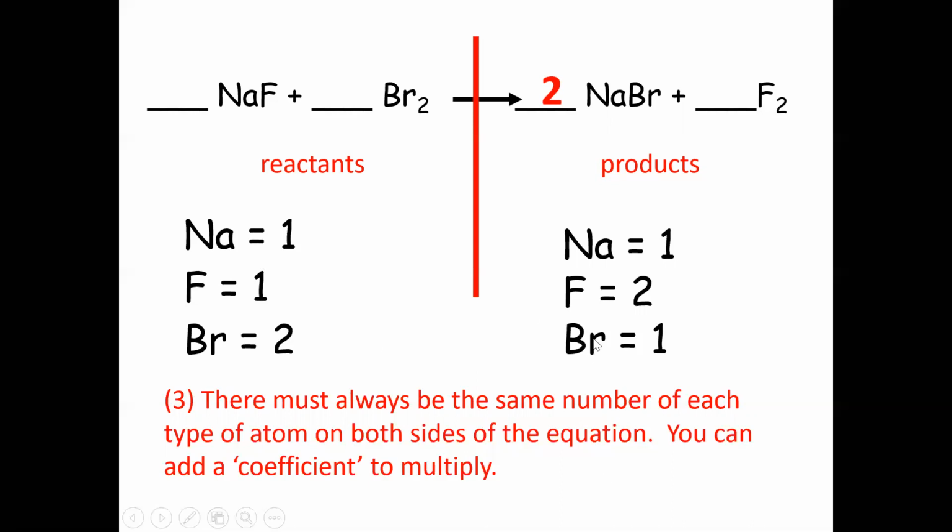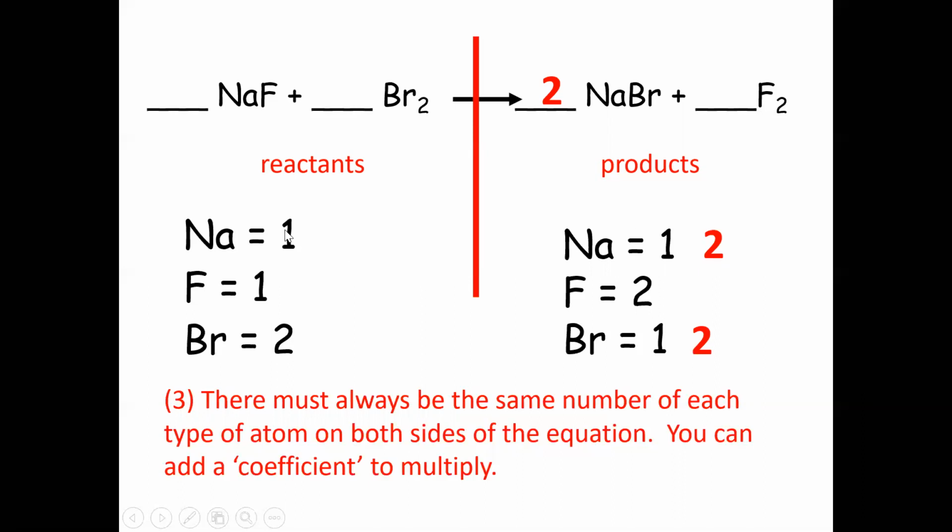Now, if you want two bromines like you've got on this side, then you would put the coefficient 2 in front of sodium bromide. You now have two sodiums because that coefficient affects sodium too, and you have two bromines. Your bromine, okay, are balanced, but now you've created an extra issue. You've now got two sodiums on this side, you've only got one on this side.